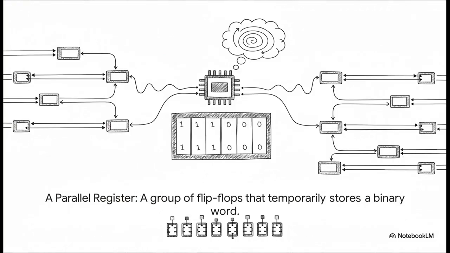But what if you group them in parallel instead of in a chain? Then you get something different, a register. Now, a register lets you store a whole chunk of data, like an 8-bit number, all at once. The best way to think of it is as a temporary scratch pad for the computer's processor. It holds on to data right before it's about to be used.